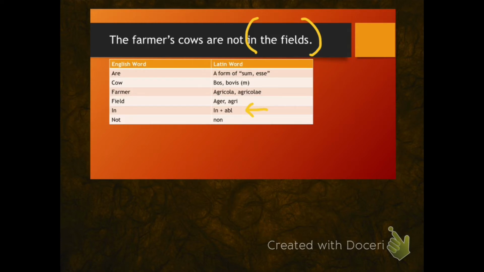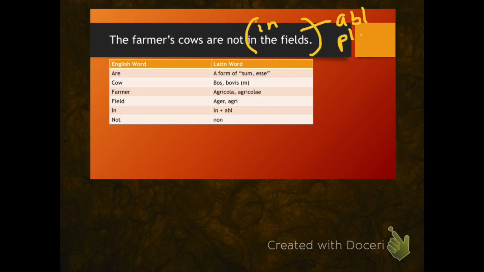I don't change in, I'll just write that on the paper, but then I have to write the word fields in the ablative case because this word for in, we are told, requires an ablative case noun with it. And I have to remember to make it plural because fields ends with an S and is plural. So in the fields, I would write in, and then I would follow that with the word for field, ager, and make sure to write that in the ablative case.